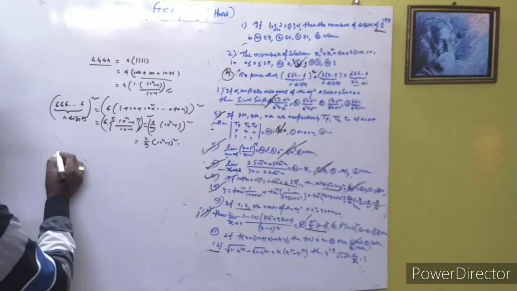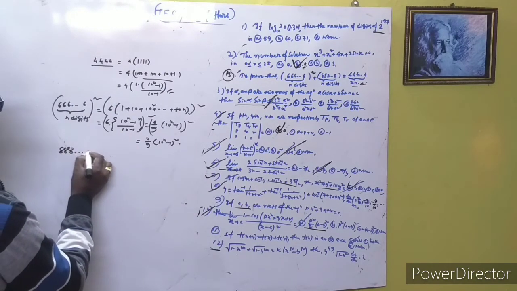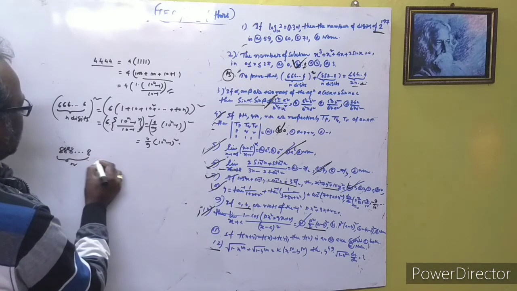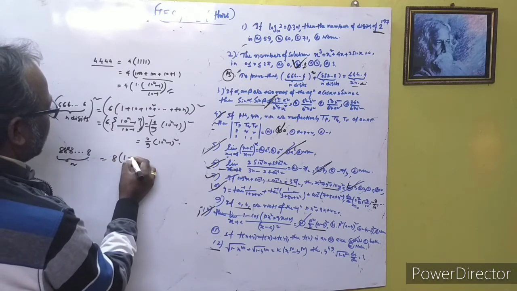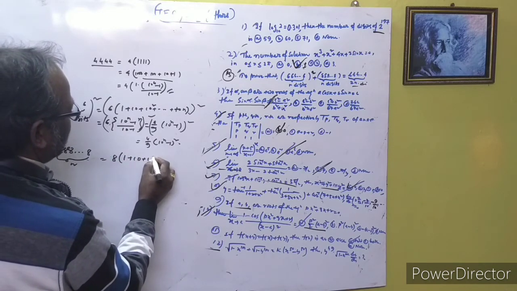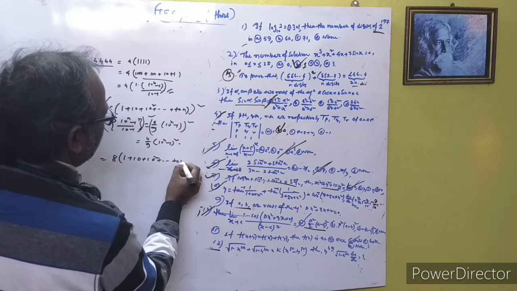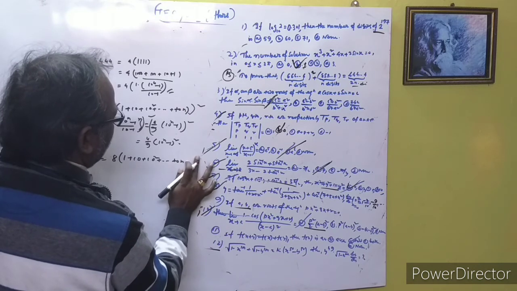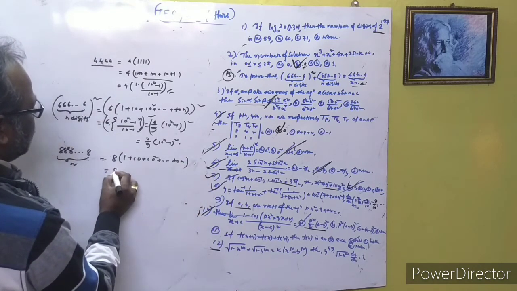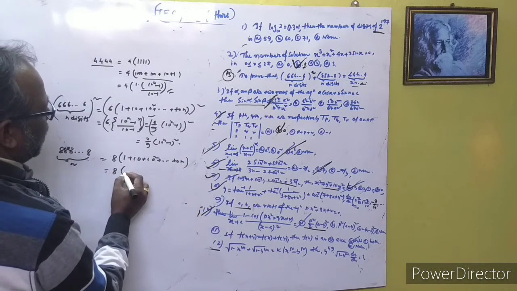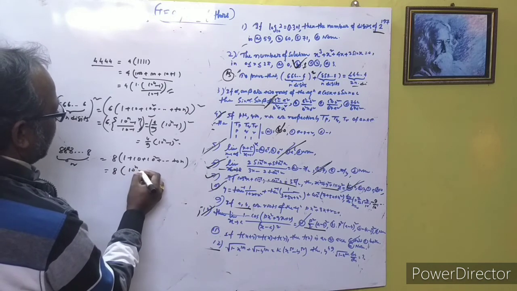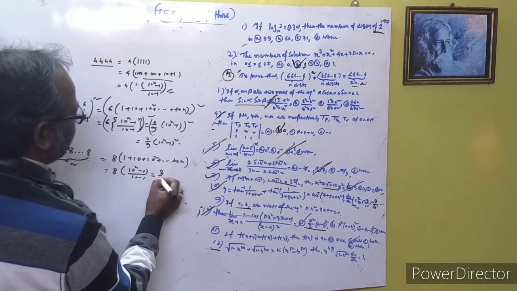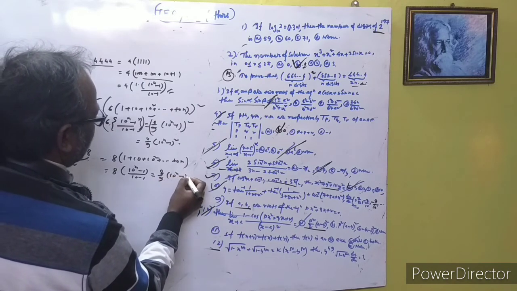Now for the second part, 888, and this is also n digits, so you can write it the same way: 1 plus 10 plus 10 square and so on up to n digits, n digits means n terms. So 8 into the first term, 1, and (10 to the power n minus 1) by 10 minus 1, this is 8 by 9, so 10 to the power n minus 1.